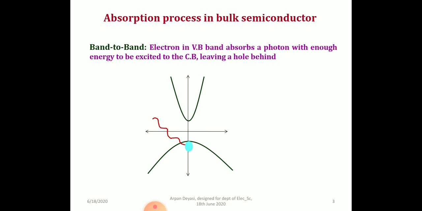Now, what do we mean by the term enough energy? Enough energy means the energy of the photon should be almost equivalent to the band gap of the semiconductor. If that is absorbed, the electron is excited to the conduction band, and naturally it leaves a hole in the valence band. I am showing the hole as a pink circle in the valence band, and our primary electron, which was previously in the valence band, now goes to the conduction band. Simply, it is a band to band transition, or more precisely a valence band to conduction band transition.